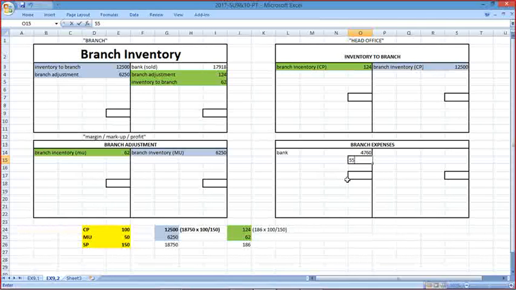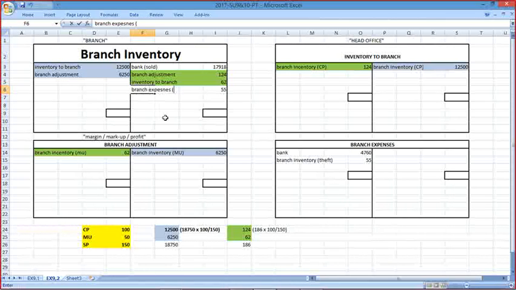So 55 for the... So it is an expense. So you put it through as an expense. Yes, it is because it's theft. Theft is an expense that a company needs to provide for. Right, and then 55 here, which is the branch expense.